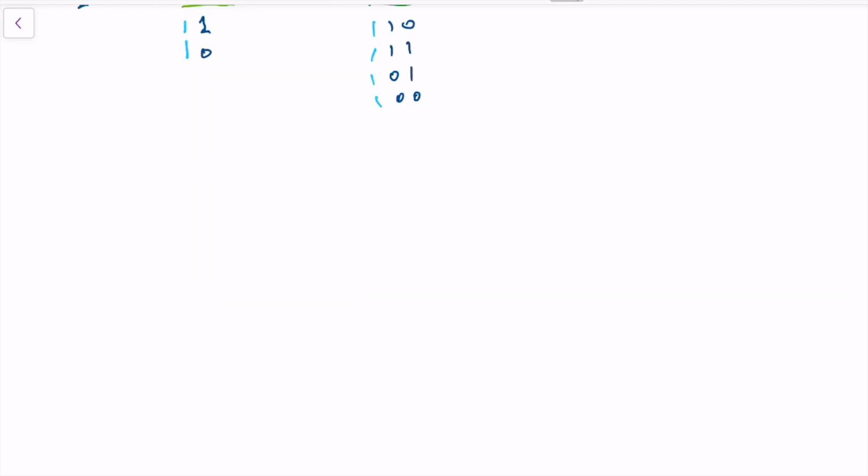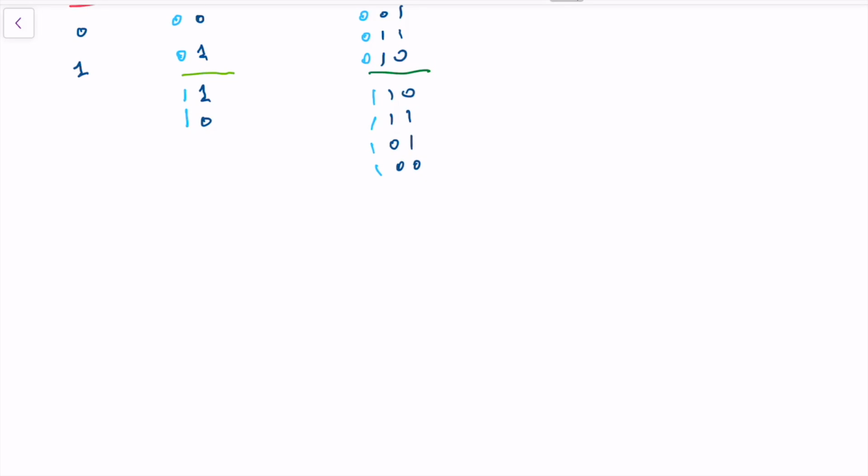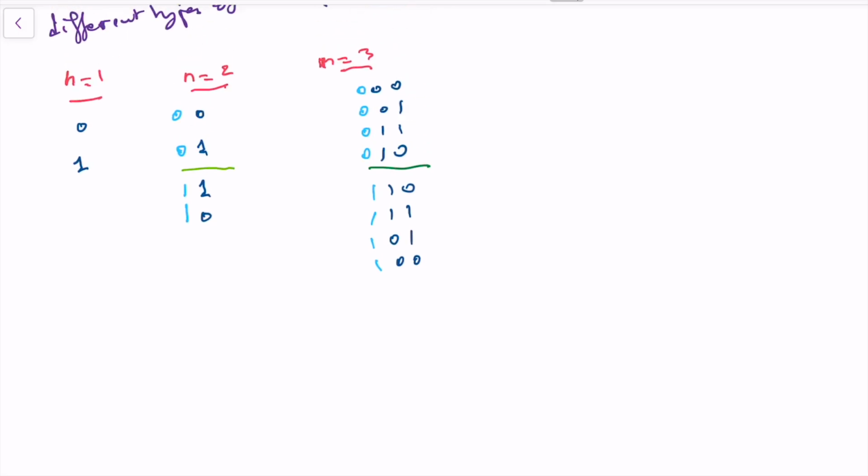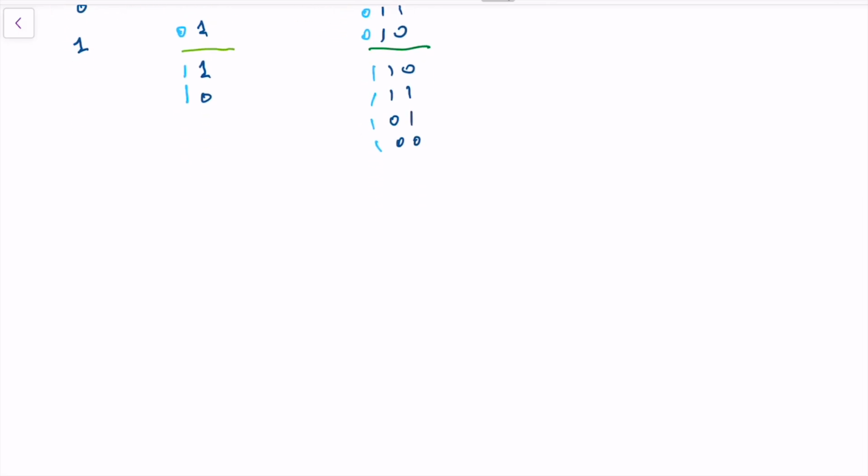Okay, so if we try to write this in a formal notation, not really formal, but just something easy to remember, this can be constructed recursively, right? The binary reflected gray code that we are talking about here can be defined recursively this way.